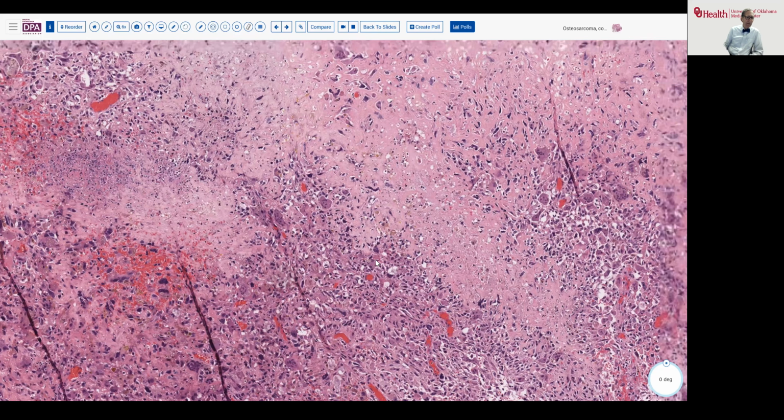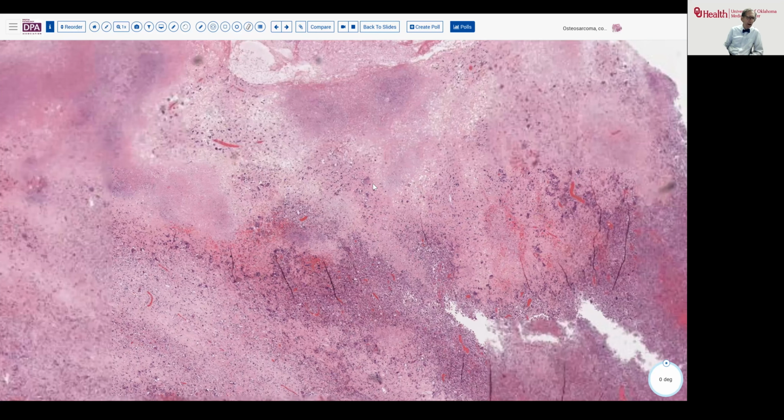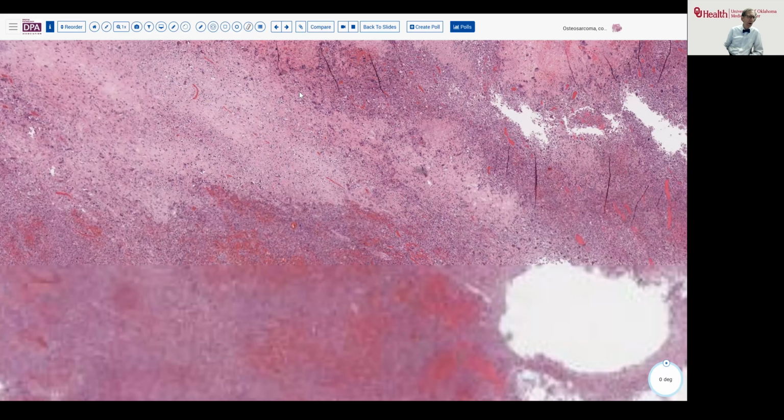Well, obviously with less than 90% necrosis of his tumor, that does not portend as good an outcome as one might hope for, in that the tumor is not terribly responsive to the therapy.